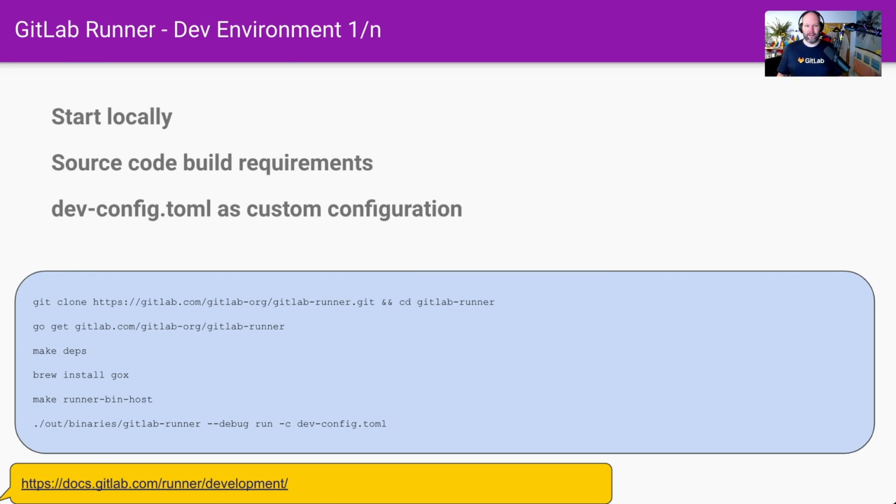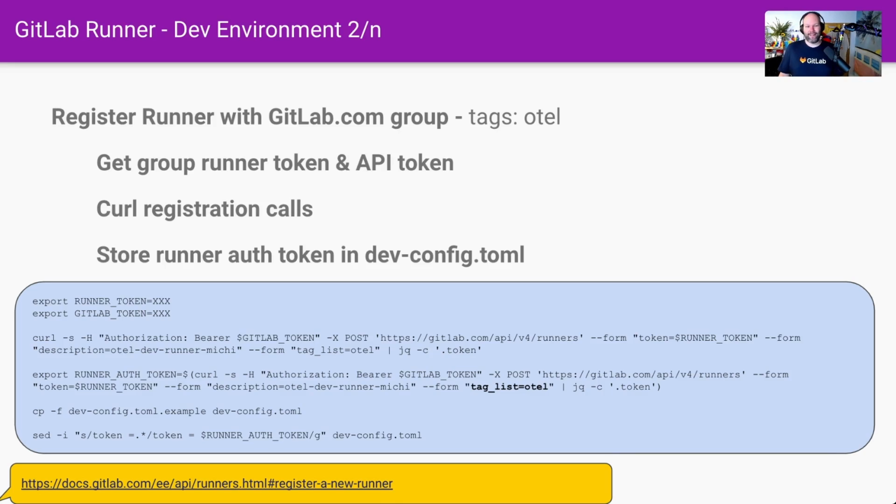I created a dev environment, and this is all documented. So it's just like explaining what we want to do. We're starting locally, we're building the source code, and we have a custom runner configuration which defines the registration and also the local executors which are being used. Then the runner gets registered for GitLab.com SaaS in a specific group and only executes specific tags.